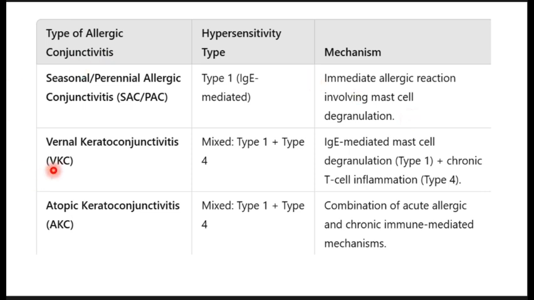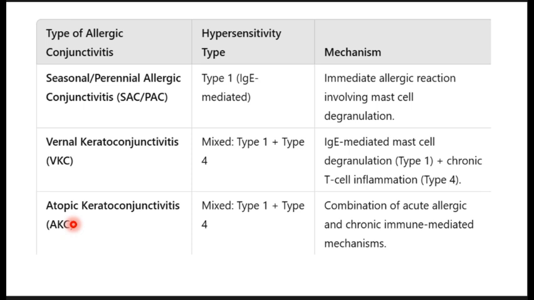Now let's talk about VKC. VKC, apart from having the type 1 response, also has a type 4 hypersensitivity reaction. That means not just the mast cells with their IgE antibody, but also chronic T cell inflammation is going to have a role in VKC.